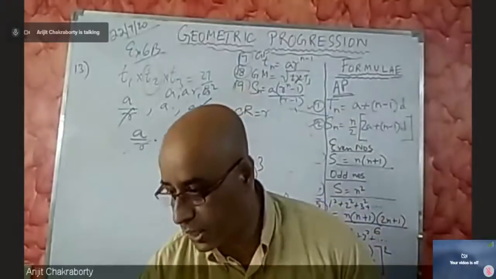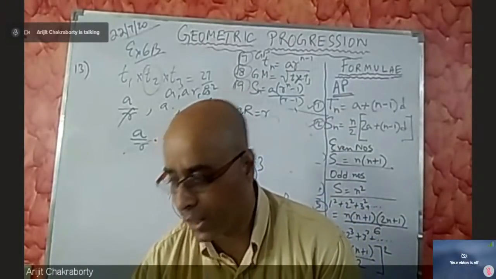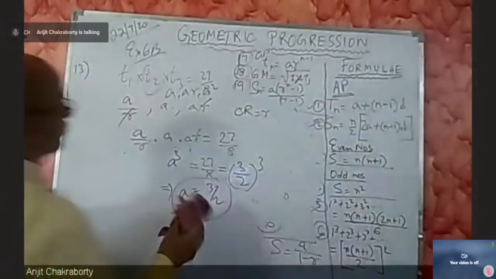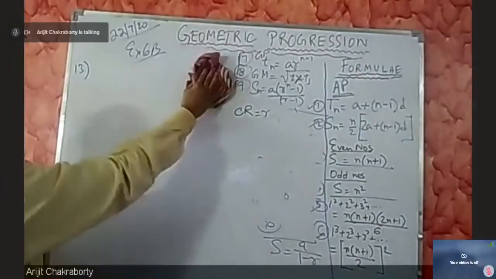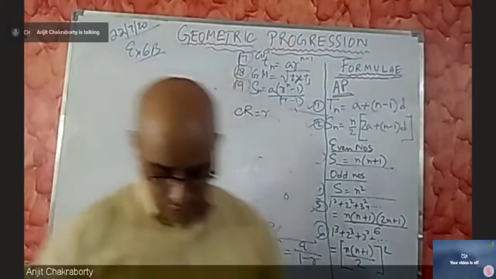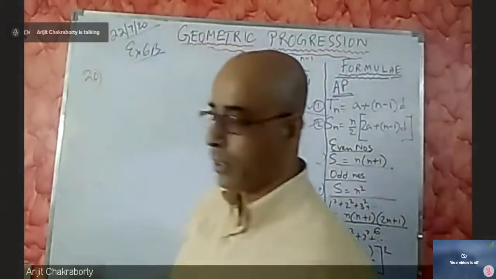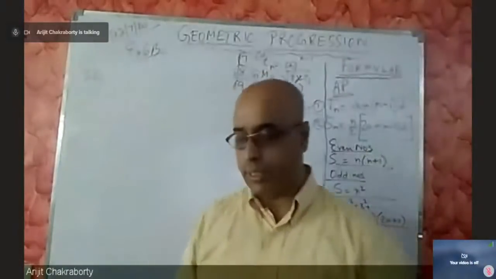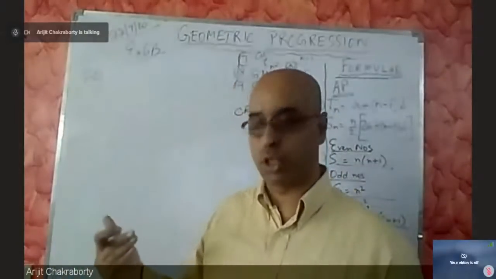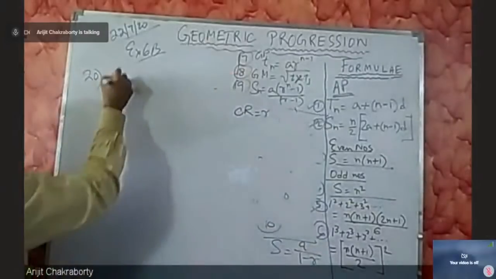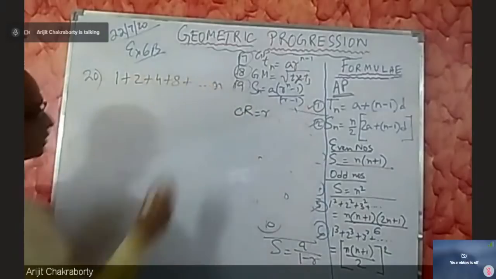This was number 13. Now let us take number 20. Go to 20. Exercise 6B we are proceeding with, and we take number 20. Please open number 20. The question is, the sum of the series 1 plus 2 plus 4 plus 8 up to n is how much?